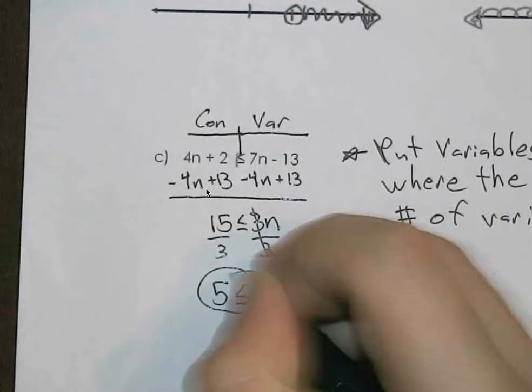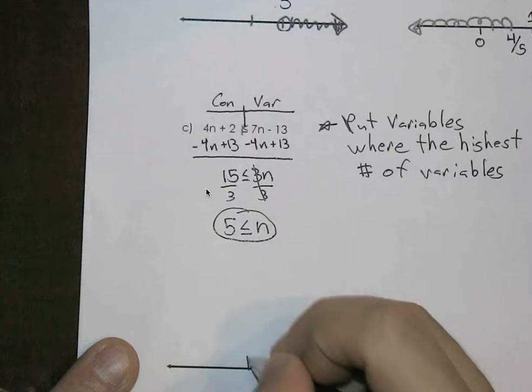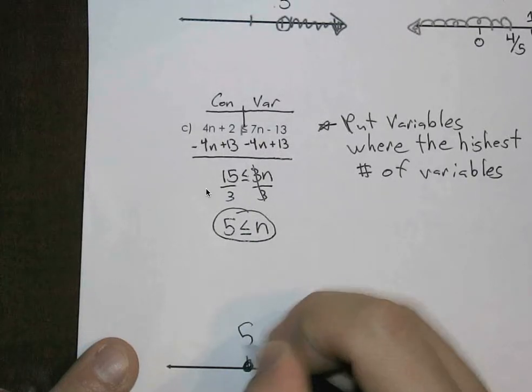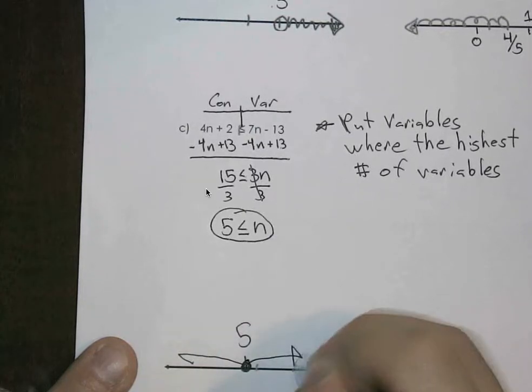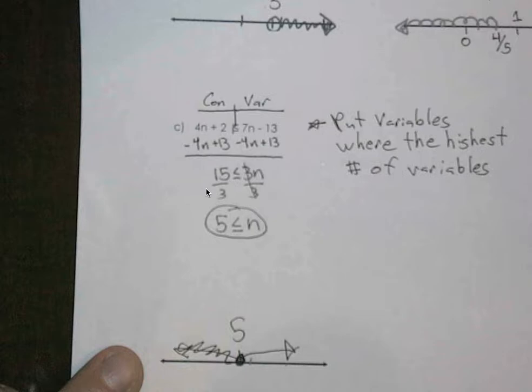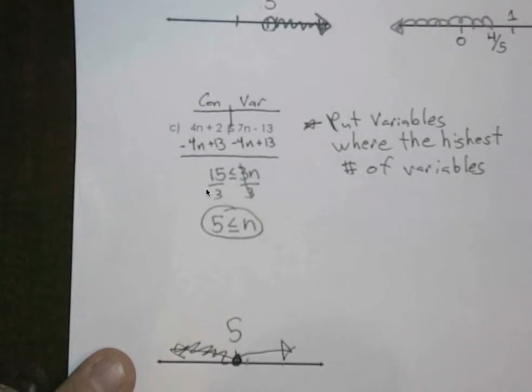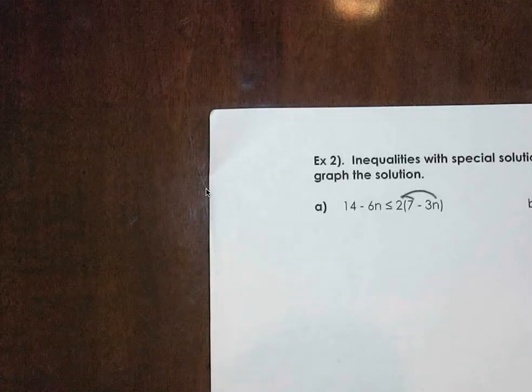And we're done. Get a closed circle on 5, throw that to the left, or no, throw that to the right actually, and we're done. So keep in mind, put variables where the highest number of variables are, the highest coefficient. The sooner you can declare that, the easier the problem will be.